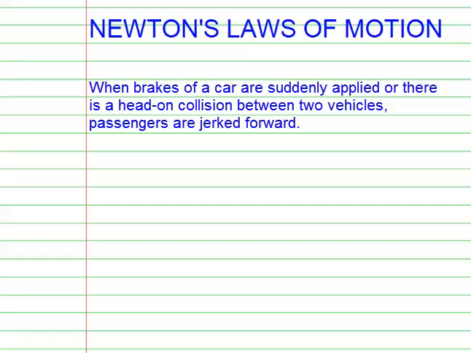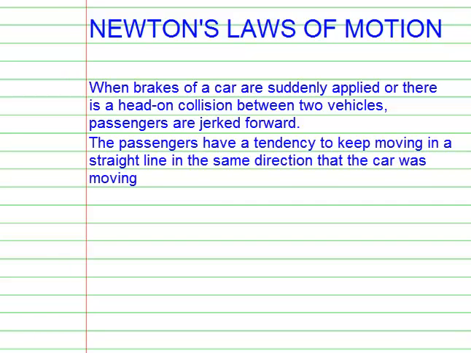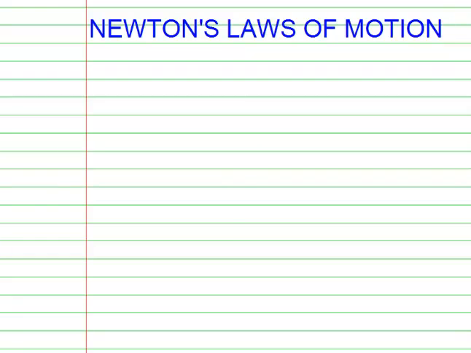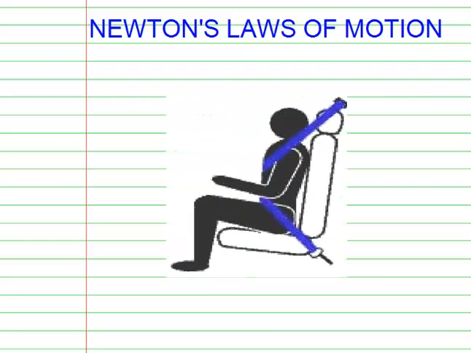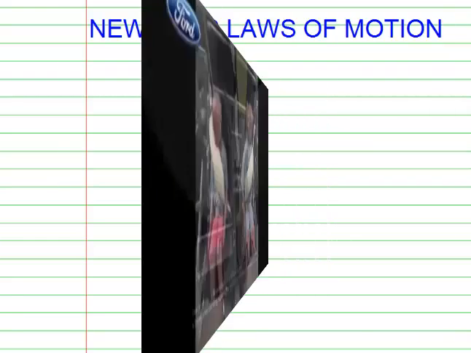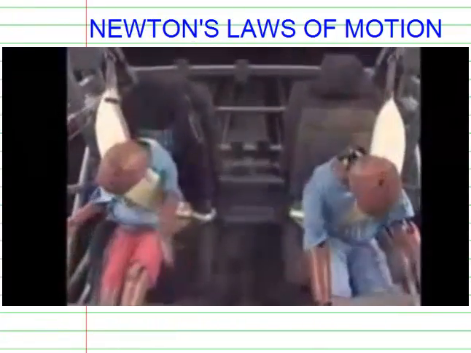The passengers have a tendency to keep moving in a straight line in the same direction that the car was moving. But the car has slowed down, so they slide off their seats in the forward direction. The passengers have a tendency to continue moving in the same direction. This is precisely why it is recommended that passengers should always put on safety belts. The safety belt prevents them from sliding off their seats forward in the event of a collision.